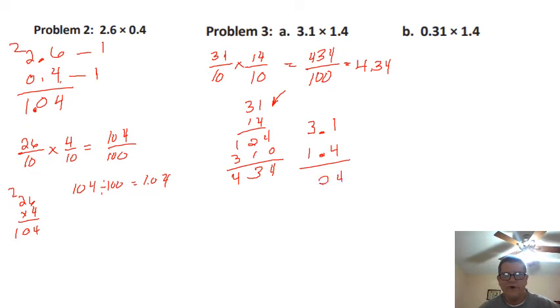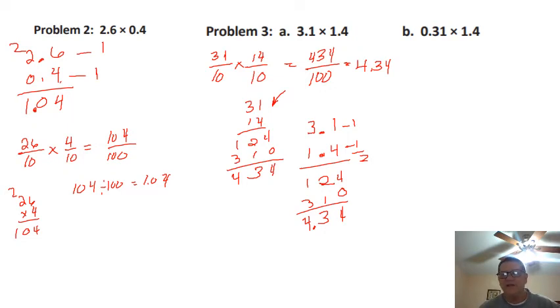4 times 3 is 12. 0, 1, 3. We got 4. That's a 12. I'm sorry. 3, 4. And I have 1 decimal place here, 1 here for a total of 2. I got to put them back in, and our answer is 4 and 34 hundredths.